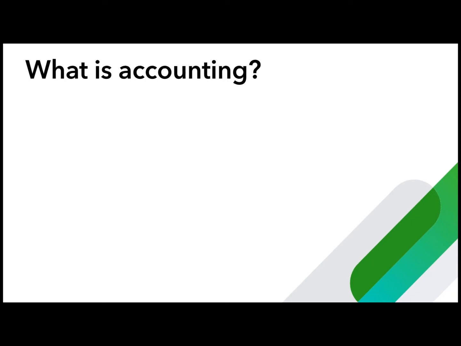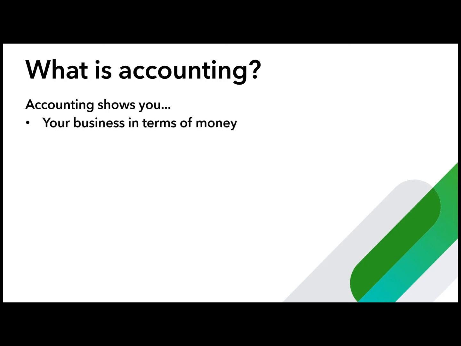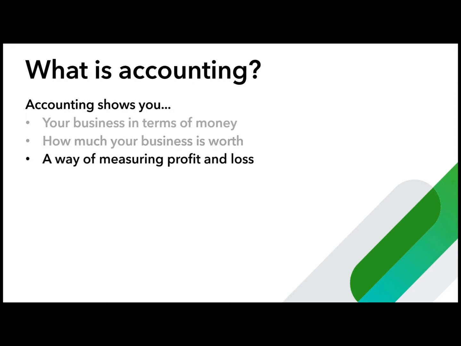A broader definition of accounting has two parts. First, accounting shows you your business in terms of money. You can tell what you have in checking and savings. It also shows what you owe and what others owe you, and how much your business is worth. Accounting doesn't just show cash. It includes equipment and materials you purchased and inventory you plan to sell. It's a way of measuring profit or loss. Accounting is like a financial scorecard of your business.